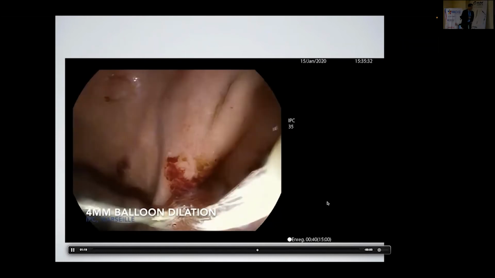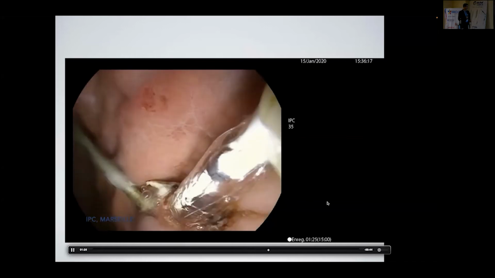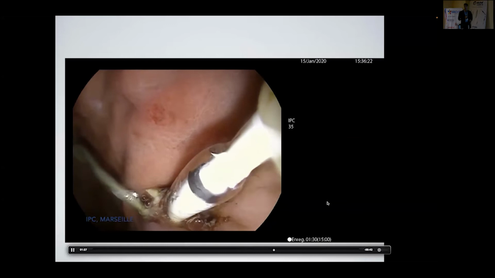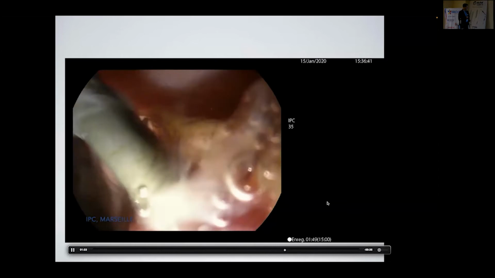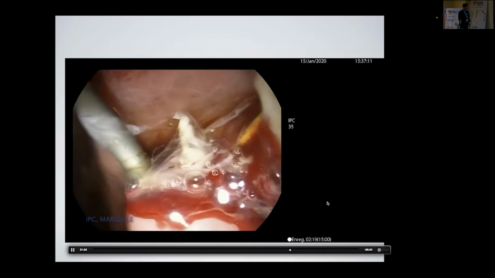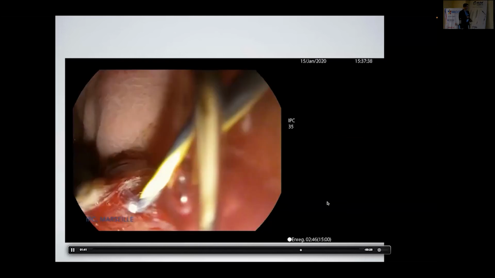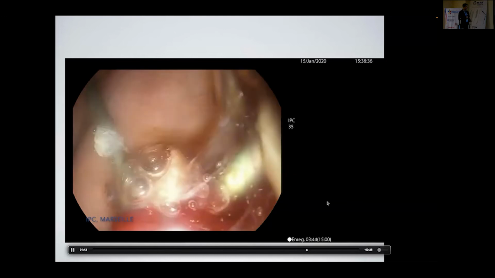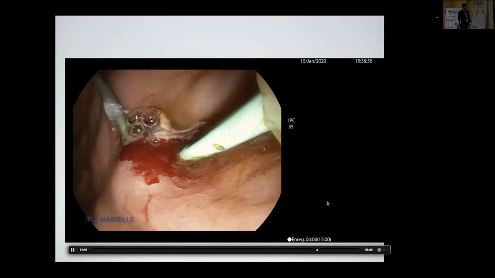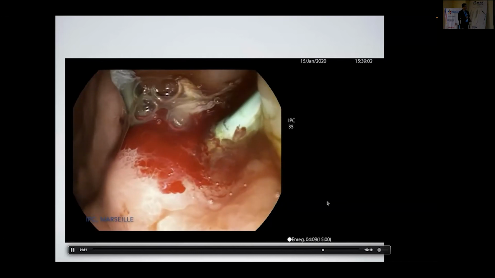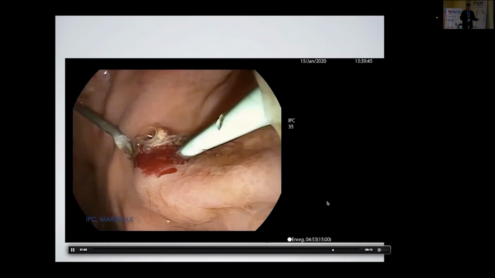So it's the same technique. You insert your wire, you dilate, and you place your second stent. But we have some failure to place the second stent, because of this axis. And each time we place thin stents, 7 French. And then you have no delayed complication.